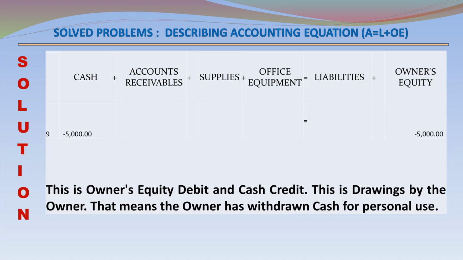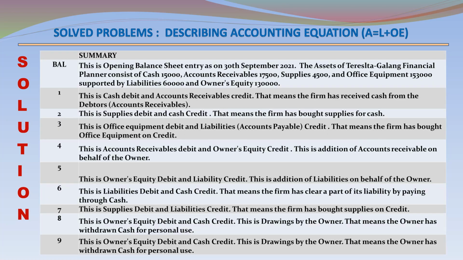Transaction number 9. Minus 5,000 cash, minus 5,000 owner's equity. This is again owner's equity debit and cash credit. This is drawings by the owner. That means the owner has withdrawn cash for personal use. A summary of the transactions is described one by one here.